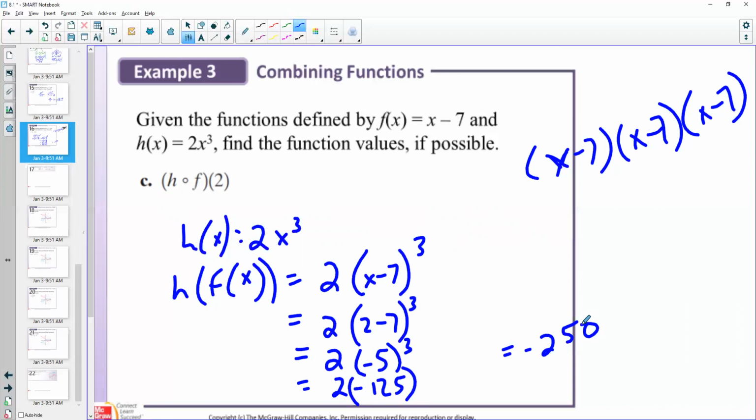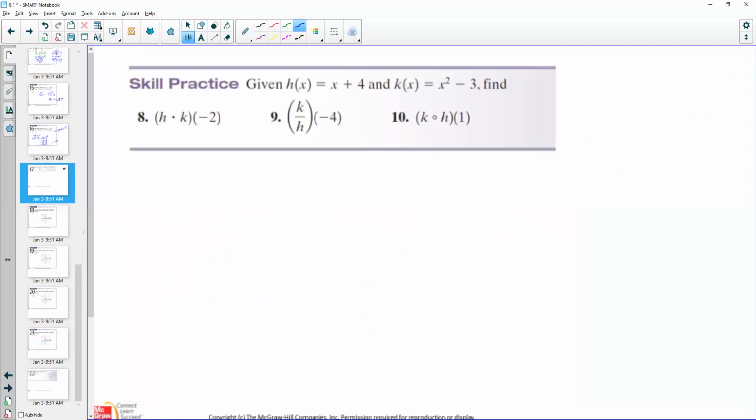All right, you're going to try these. For number 8, you should get 2. For number 9, you should get it to be undefined. And for number 10, you should get 22. All right, if you're stuck, you know what to do.